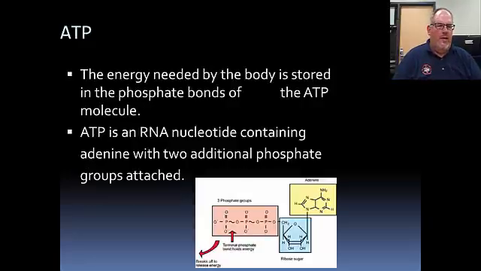Finally, we get to ATP, a very important molecule in the body, because this is what gives the body energy, and so this is how the body actually stores and uses energy. So ATP is actually made up of an RNA nucleotide containing adenine, and it's got what we call a diphosphate on the end of it. So there's two little phosphate groups on the end of it.